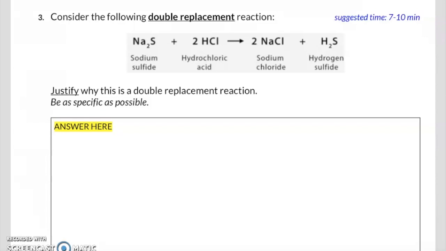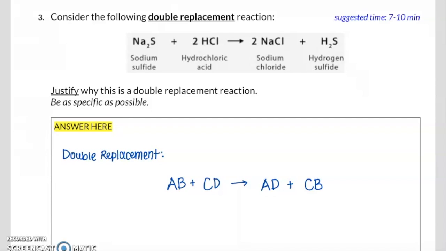You are told that this is a double replacement reaction and asked to justify why this is a double replacement. So this is a really great explain question. Many of you listed the general equation for double replacement reactions, AB plus CD yields AD plus CB. This is a really excellent start, and from here you need to talk about how this actually applies to the reaction that we've been given.